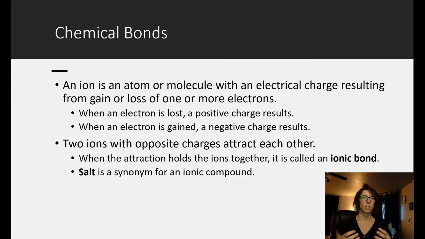Two ions with opposite charges attract each other. When the attraction holds ions together, it is called an ionic bond. Salt is a synonym for an ionic compound, where you have a positively charged ion and a negatively charged ion attracting each other because opposites attract. And remember, a compound is a substance which has a consistent ratio of two or more elements. So we can take the example of table salt. Table salt is a sodium ion and a chlorine ion. The sodium's positively charged, the chlorine's negatively charged, and the opposite attractions pull them together always in a 1-to-1 ratio.